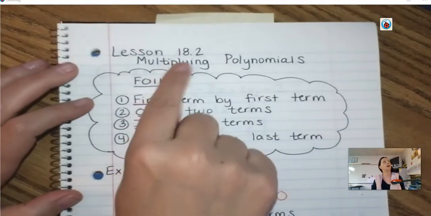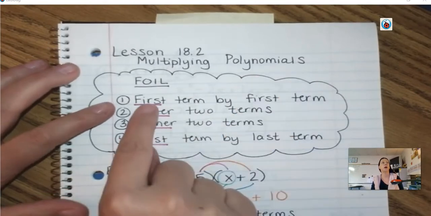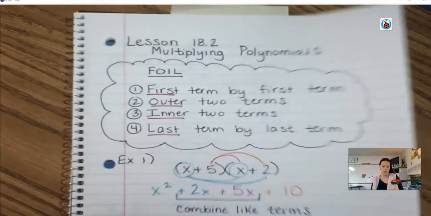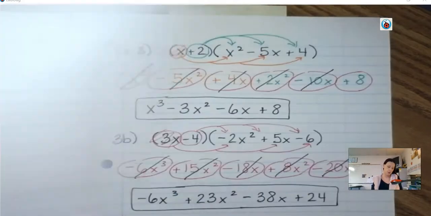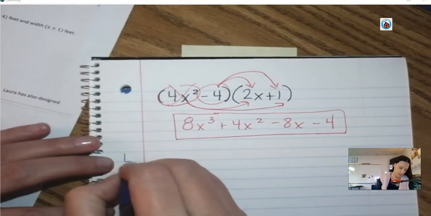Yesterday we worked on FOIL for multiplying polynomials: first, outer, inner, last. We kept multiplying, and we left off with word problems. So we're going to finish the lesson today with just the word problems. Okay, this is example 4.